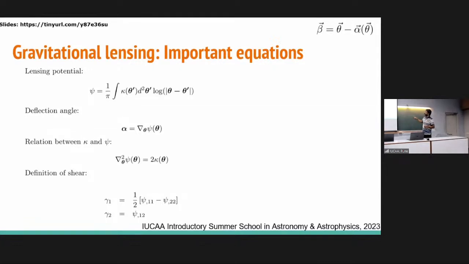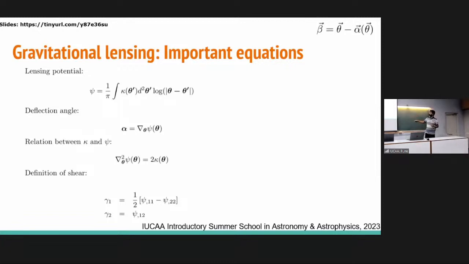Then, what is the relation between kappa and psi? If you take the Laplacian of psi, you get 2 times kappa. Now, this is something, again, you can derive mathematically, and I would encourage you to do that. You take a Laplacian of this, and you will start to get a 2 times the delta function.